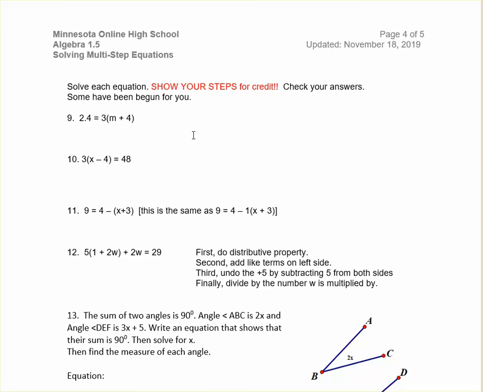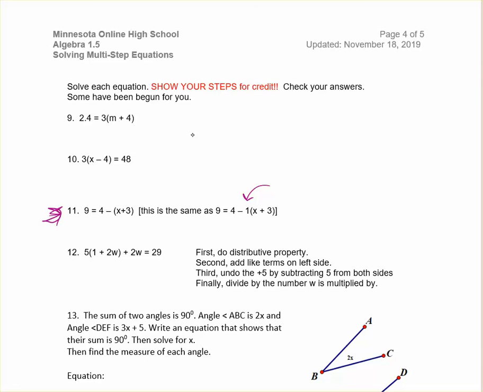So let's look at number 11. It's just like the example I just showed you. And I even have a note that that is the same as taking negative 1 times x and then negative 1 times 3. So be careful of that one. Number 12 is not solved. I just put the steps over here.